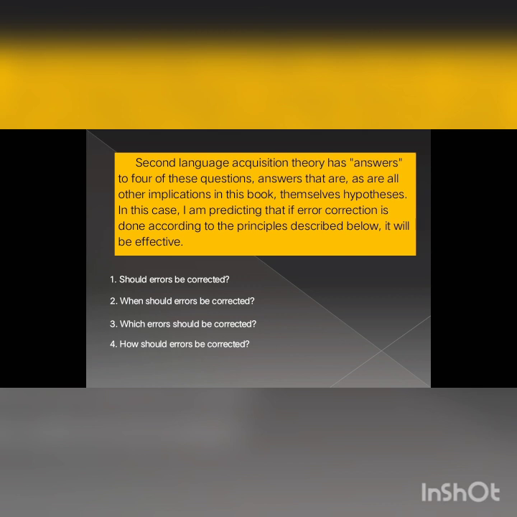According to second language acquisition theory, when error correction works, it does so by helping the learner change his or her conscious mental representation of a rule. In other words, it affects learned competence by informing the learner that his or her current version of a conscious rule is wrong. The second question is, when should errors be corrected?